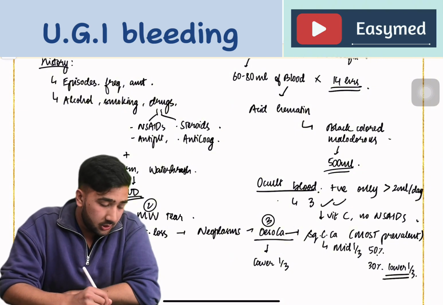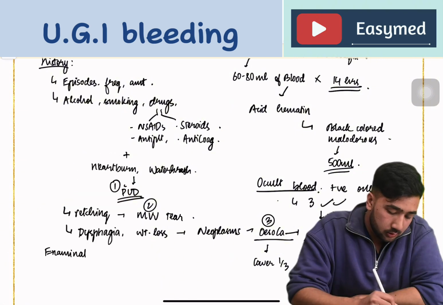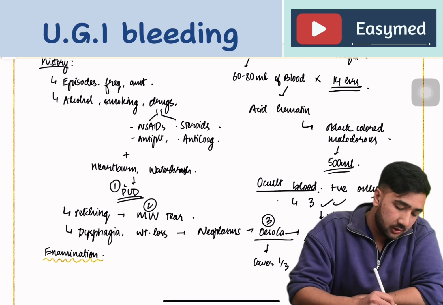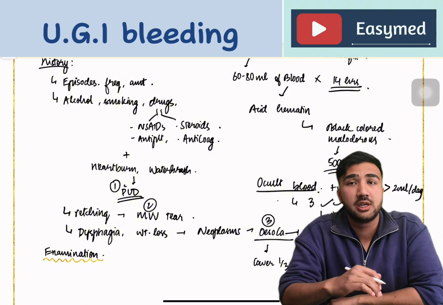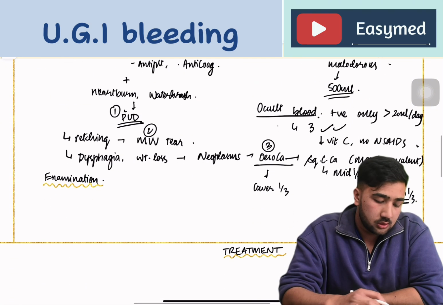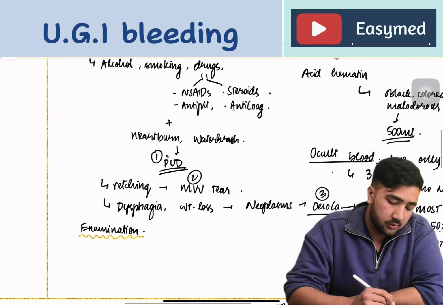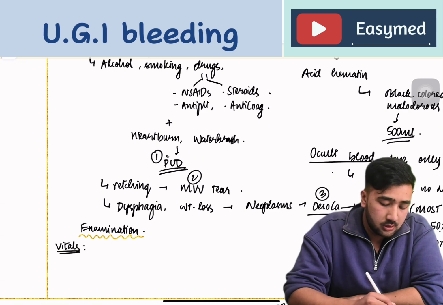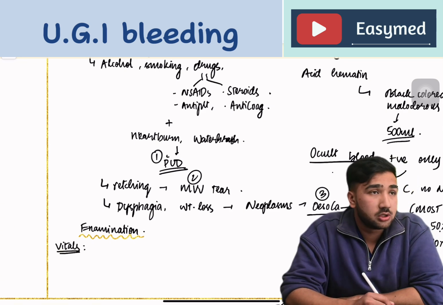Now going for the examination. Examination always begins with the general condition, vitals, pallor, and then we come to the examination proper. In this case vitals are very important because the patient may be coming in shock due to UGI bleeding, and that is a red flag sign.